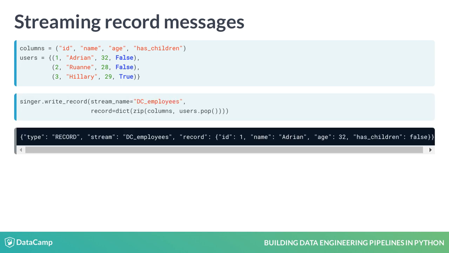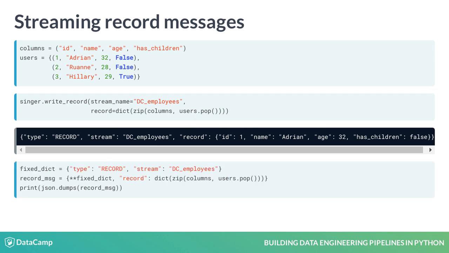The stream name would need to match the stream you specified earlier in a schema message. Otherwise, these records are ignored. This would be almost equivalent to nesting the actual record dictionary in another dictionary that has two more keys, being the type and the stream. That can be done elegantly with the unpacking operator, which are these two asterisks here preceding the fixed dict. That unpacks a dictionary in another one and can be used in function calls as well.